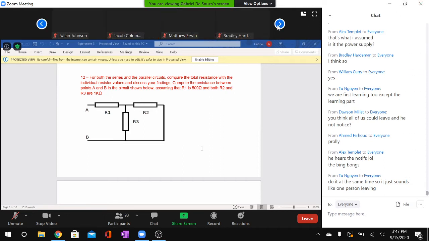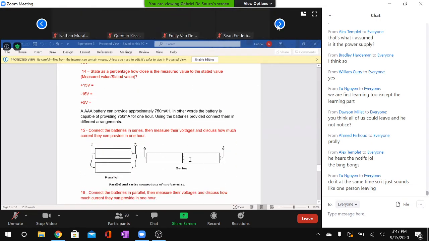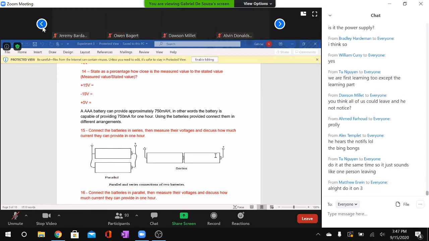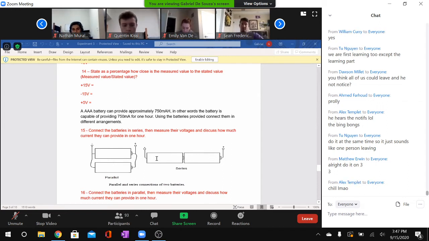Okay, so here's an interesting problem. How can I connect two batteries so that the overall voltage is 0? As you see, these here are AAA or AA batteries, right? So I have this one here.